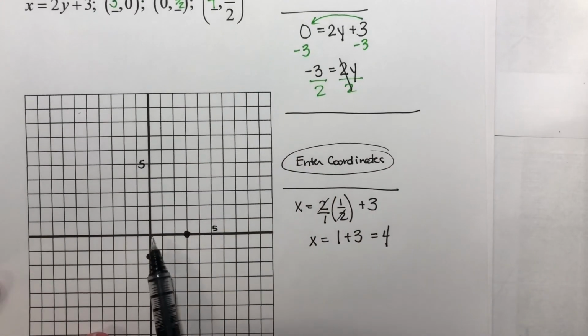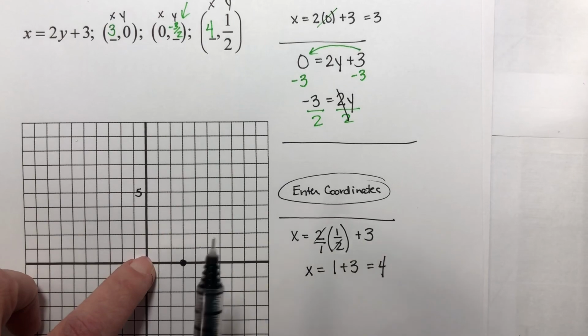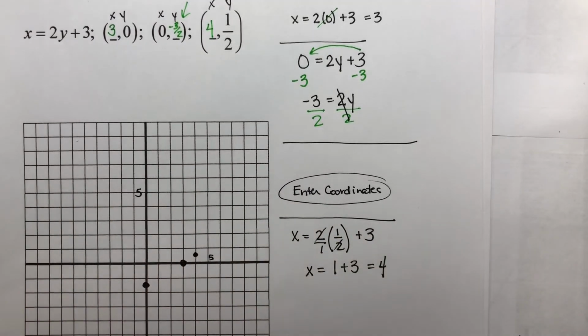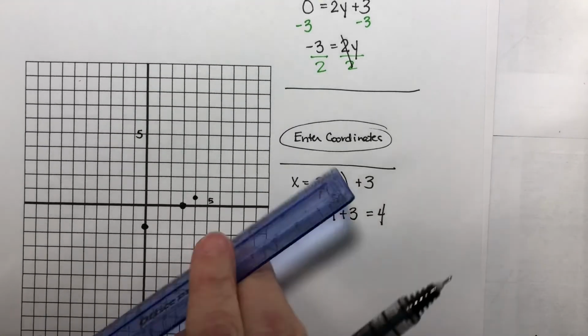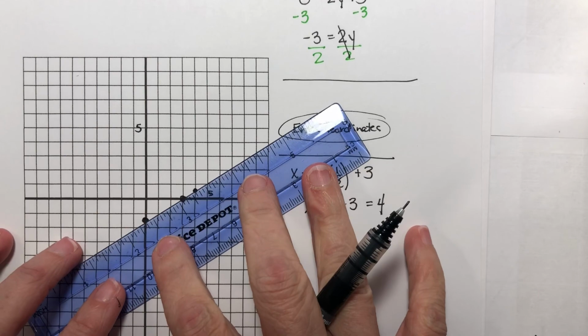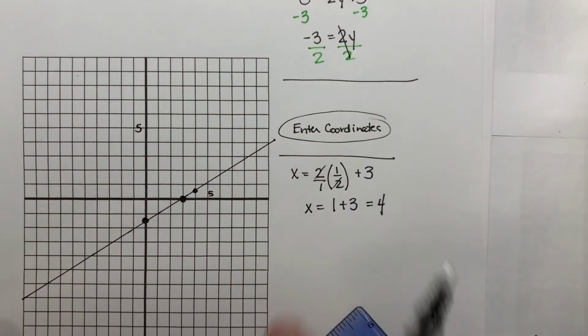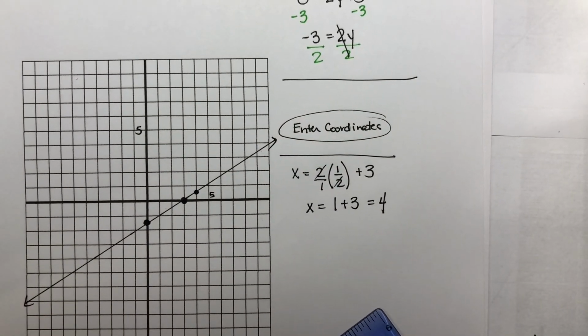4 on the x would be here. 1/2 on the y is right here. So these 2 points are really close together. And I've had to estimate on 2 of them, but these should line up, and they do. So you would draw your line in, and every single point on this line is a solution to the equation.